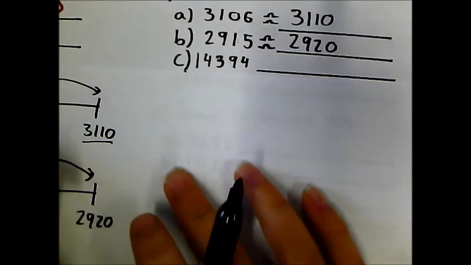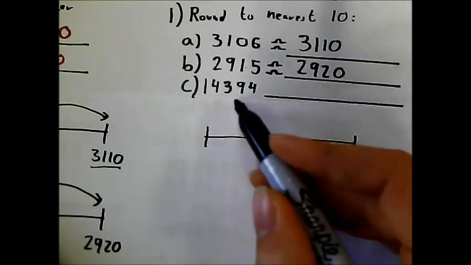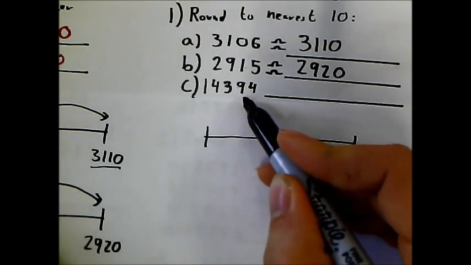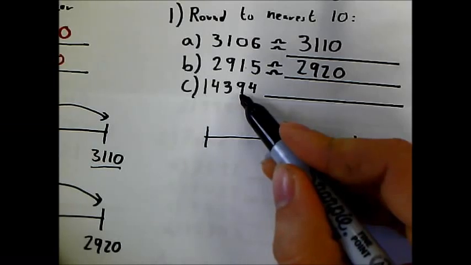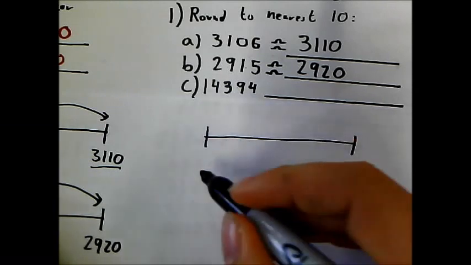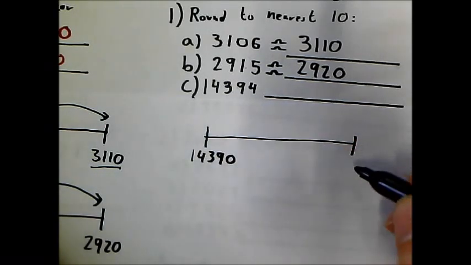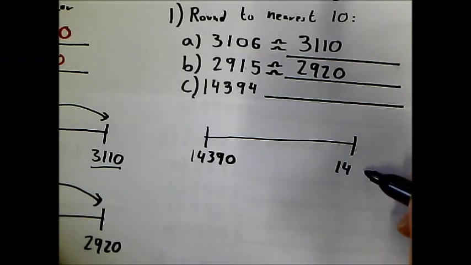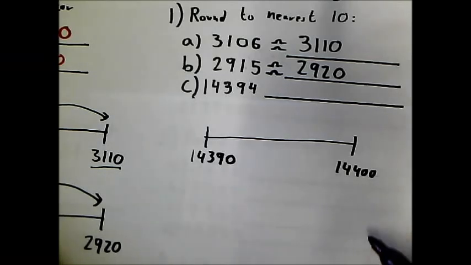Let's look at question C. We're still rounding to the nearest 10, so I'm going to put my number line in. Look at the tens column. It's either going to round down, so it's got 9 tens, or it's going to round up to 10 tens. When I've got 10 tens, that means I can convert that to an extra 100. So this is going to increase by 1. So rounding down, 1, 4, 3, 9 tens, or 1, 4, 4, 0, 0, because those 10 tens become an extra 100. So I've got now 400 instead of 390.